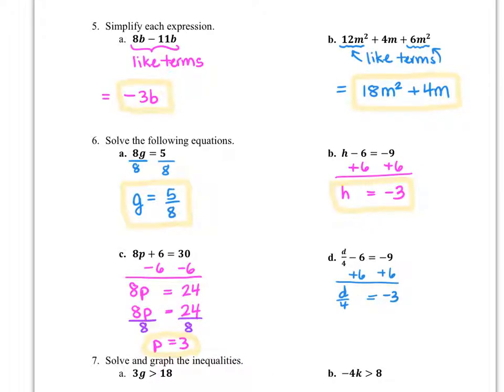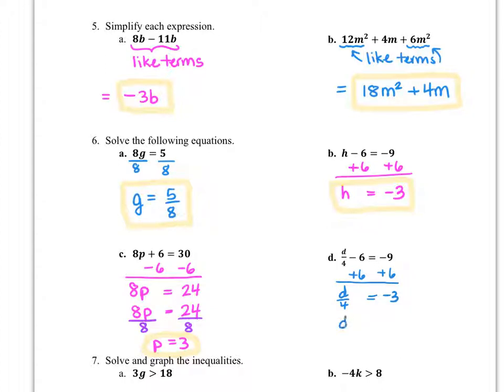Hopefully you were very comfortable with 5A and B and 6A, B, and C. So check your answers now. For 6D, you might have felt a little bit uncomfortable, but we're probably able to move the 6 to the other side by adding 6 to both sides.